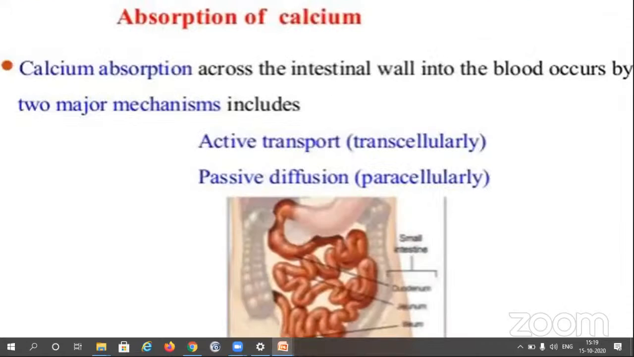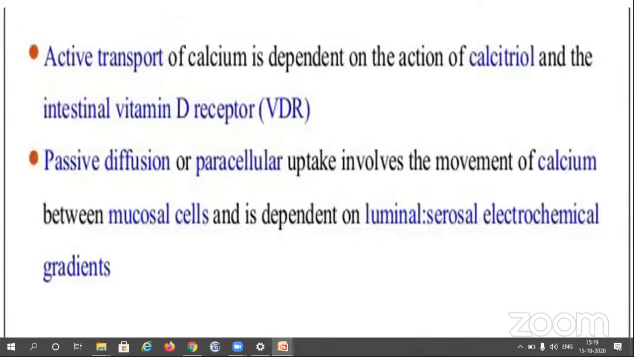Absorption of calcium. Calcium absorption across the intestinal wall occurs by two major mechanisms: active transport, that is transcellularly, and passive, that is paracellularly. Active transport of calcium is dependent on the action of calcitriol and the intestinal vitamin D receptors. Passive diffusion and paracellular uptake involve the movement of calcium between mucosal cells and are dependent on the luminal-serosal electrochemical gradient.